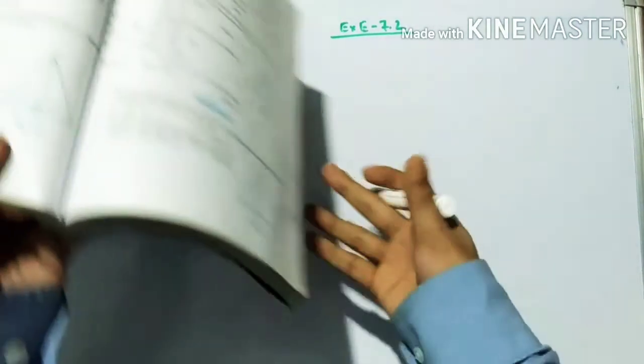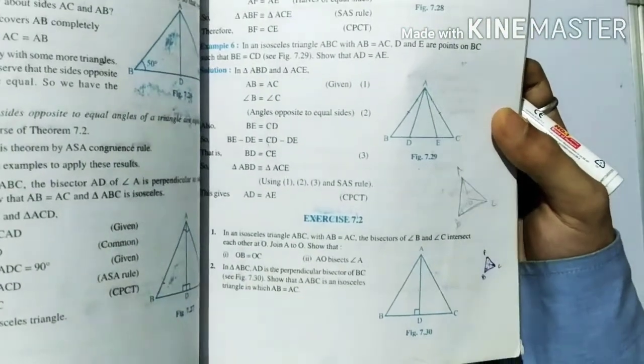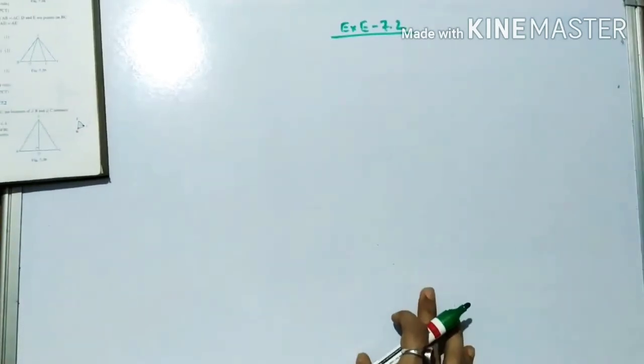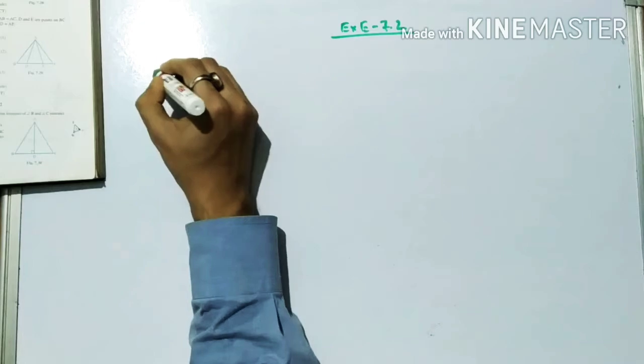Hello students of class 9, this is your general mathematics exercise 7.2. In our earlier video we have completed exercise 7.1 and now we will go to exercise 7.2. And whatever these theorems and examples are there, we will discuss after we complete all the exercises from this chapter. So exercise 7.2, first question.